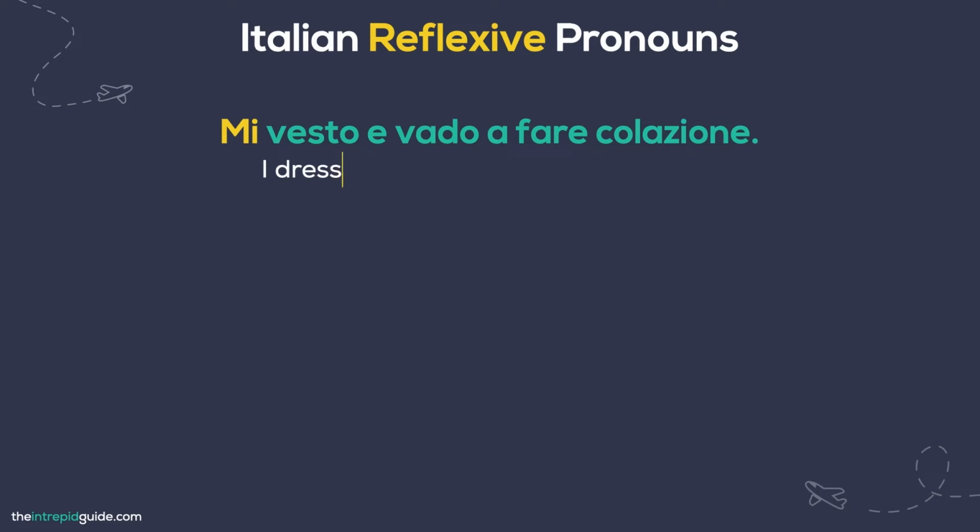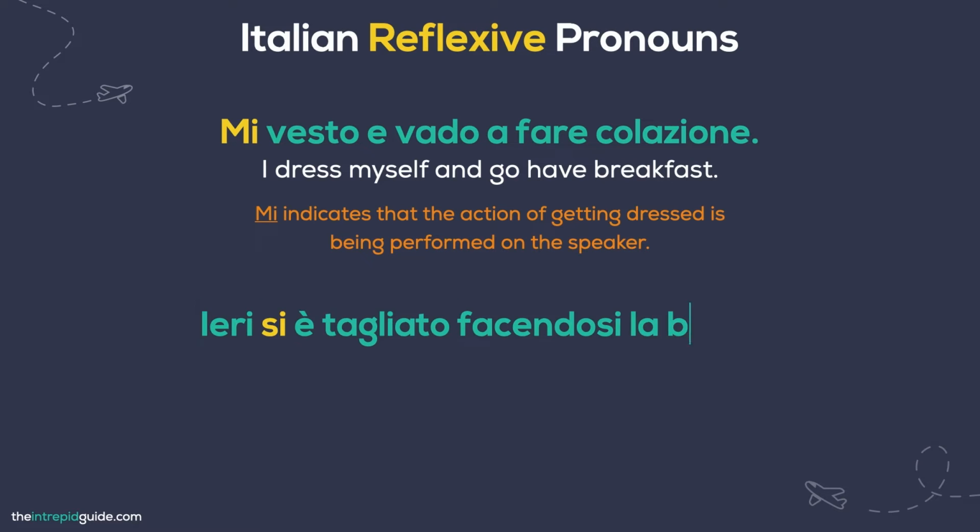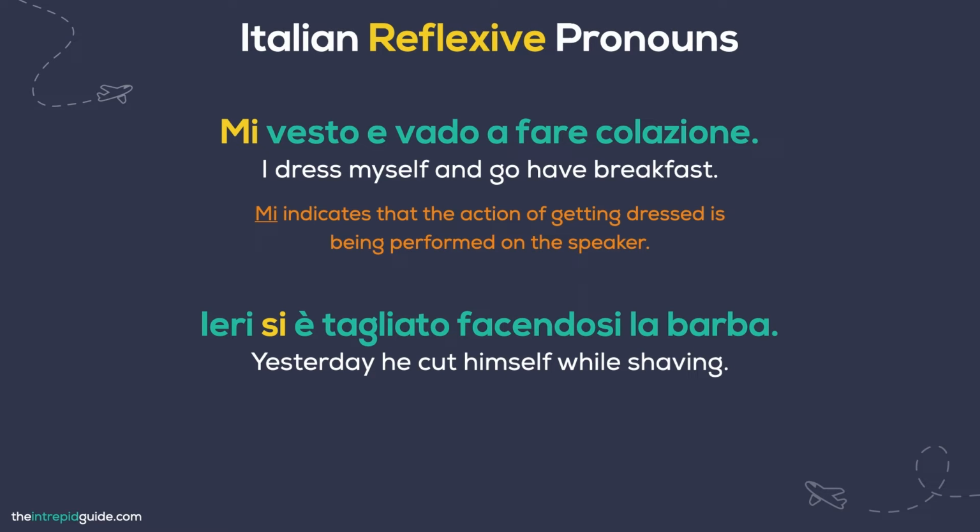Here's another example. Mi vesto e vado a fare colazione. I dress myself and go have breakfast. Mi indicates that the action of getting dressed is being performed on the speaker. Here's another example. Ieri si è tagliato facendosi la barba. Yesterday he cut himself while shaving. Si indicates that the action of cutting is performed by the subject on himself.